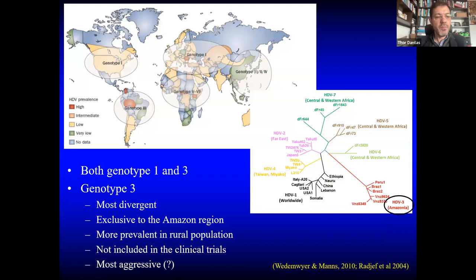Here we have both genotype 1 and 3. Genotype 3, as we know, is the most divergent of all the genotypes. It's exclusive to the Amazon region. It's more prevalent here in the rural population than urban one. Genotype 3 is not included in clinical trials, and it's considered to be the most aggressive of all the genotypes.